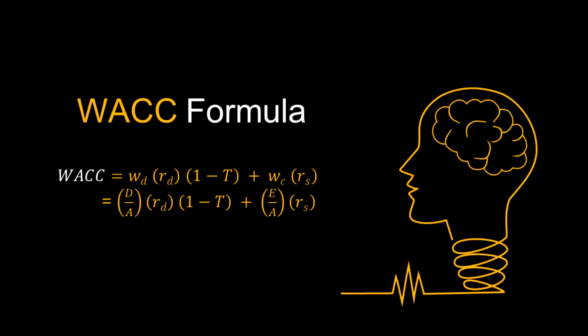We have here the WACC formula. WACC is equal to the ratio of debt times the cost of debt times 1 minus tax rate plus the ratio of equity times the cost of equity. Or this is equal to D over A times R sub D times 1 minus T plus E over A times R sub S. In this expression, D over A and E over A represent the debt to assets and equity to assets ratios, respectively, and they must sum to 1.